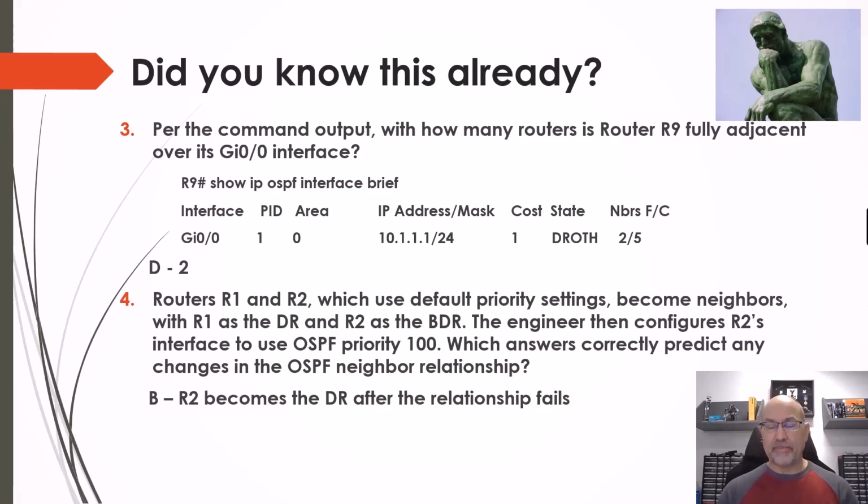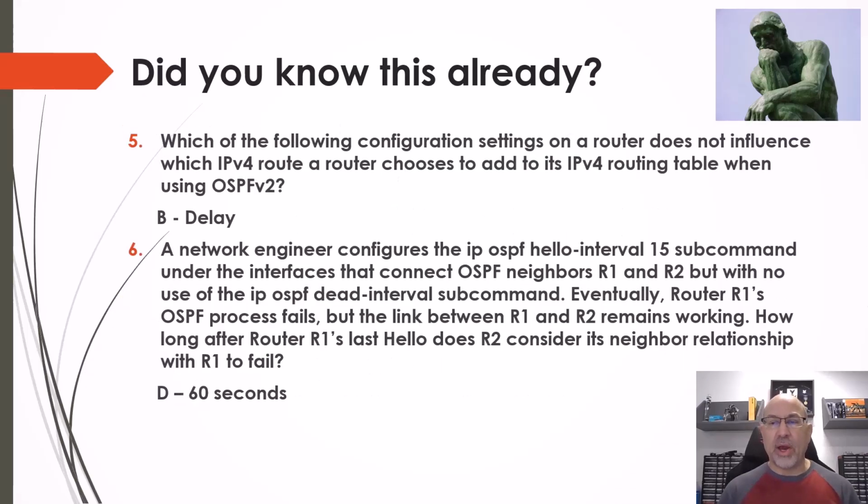So that was B. Which of the following configuration settings on a router does not influence which IPv4 route a router chooses to add to its IPv4 routing table when using OSPFv2? The only thing that we haven't talked at all about is the delay, so that was B.